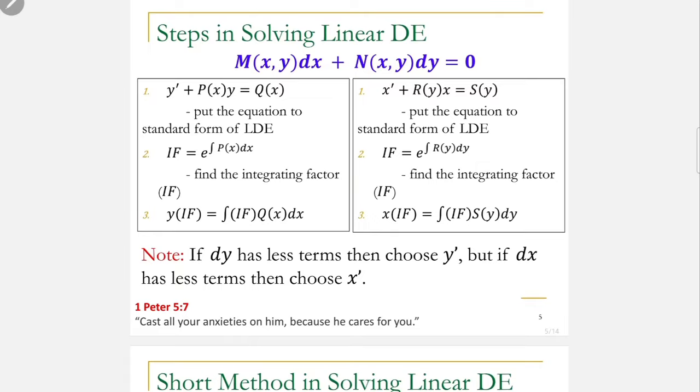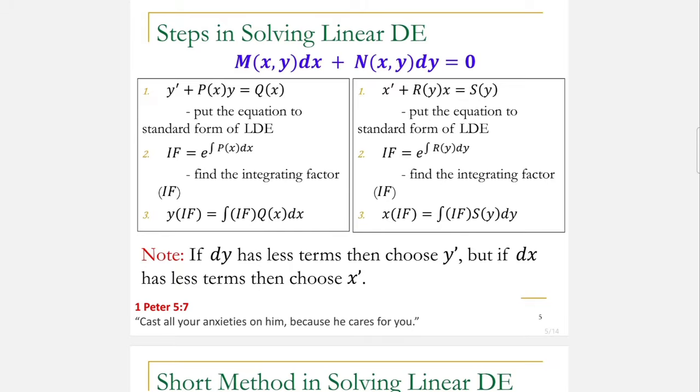For linear in x, you put the equation in the standard form of linear DE, x prime plus r of y times x equals s of y. The second step is to find the integrating factor. The integrating factor for linear in x is IF equals e to the integral of r of y dy. And use the formula x times IF equals the integral of IF times s of y dy.